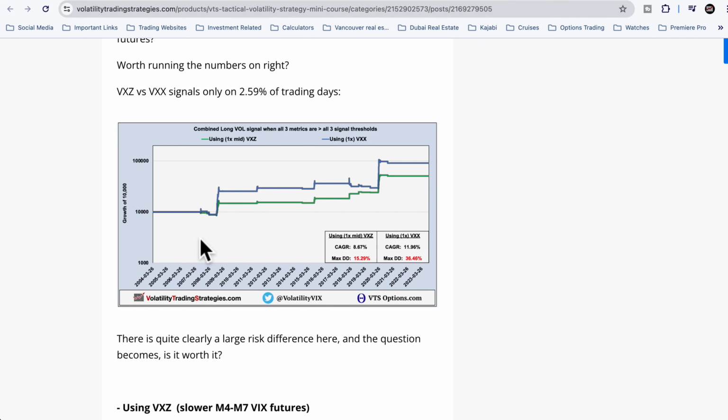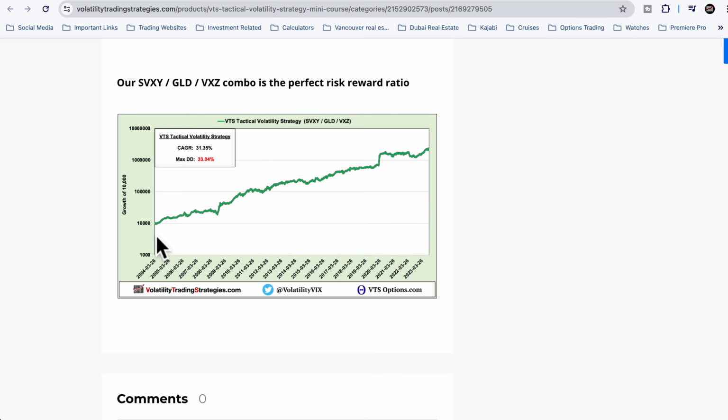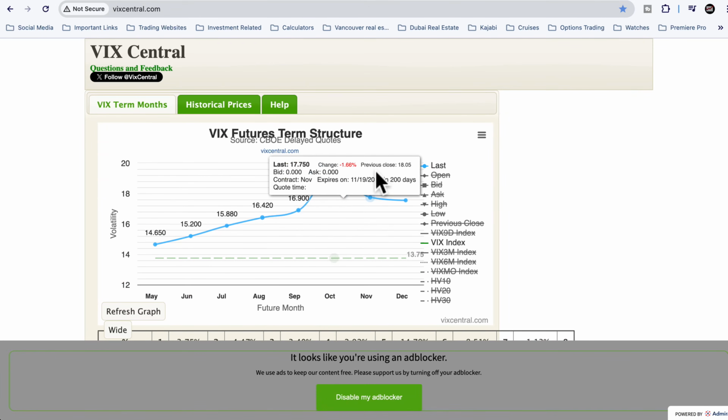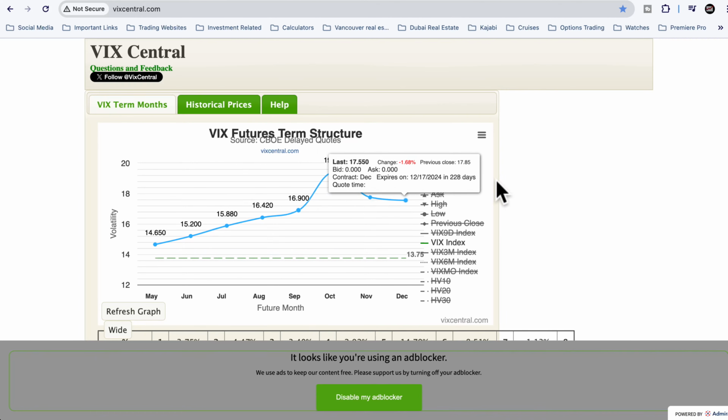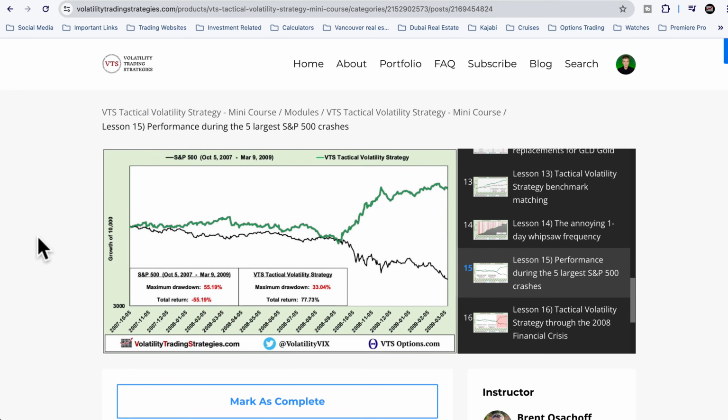In your question, you asked about the UVIX. It would be similar. It would be like a 14, 15% annual return with a 60 or 70% drawdown. It's a complete non-starter, right? The moral of this is that the slower moving products that are using the M4 to M7, while they're not quite as impressive in a market crash, they still move an insane amount. But they're far better when you get one of those whipsaws where the market just screams the other way.